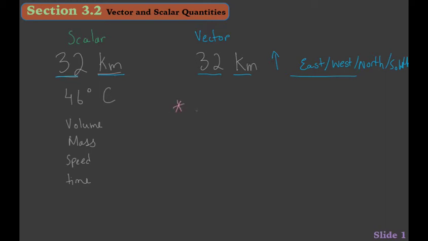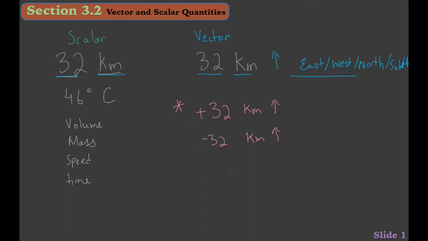One important thing: the magnitude of a vector. The magnitude of a vector will always be positive. The reason being is that if, for example, we have a negative 32 kilometers, now this could be valid, right? But we always want to keep the vector's quantity, or the magnitude, which is a number, always positive.